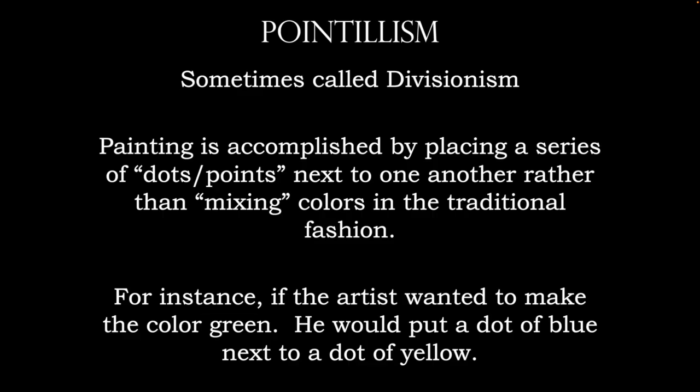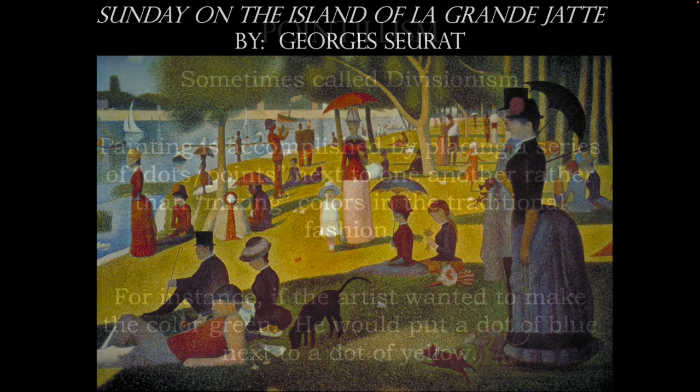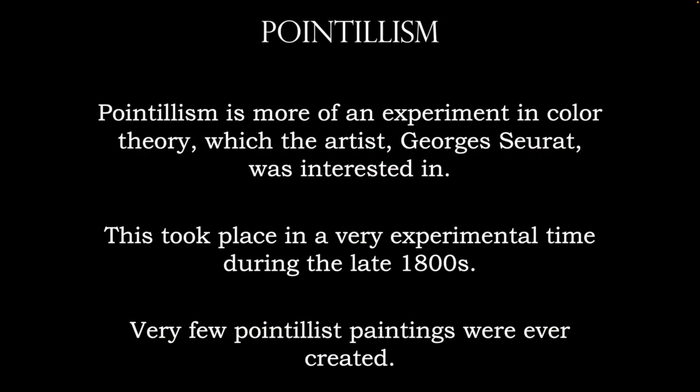But in the painting of Sunday on the island of Le Grand Jatte, the artist utilizes a point of blue next to a point of yellow, and he says that our eye will mix those colors optically and we will see green. The cool thing about this is that it works. So this painting is really about an experiment in color theory. And this makes Seurat famous.